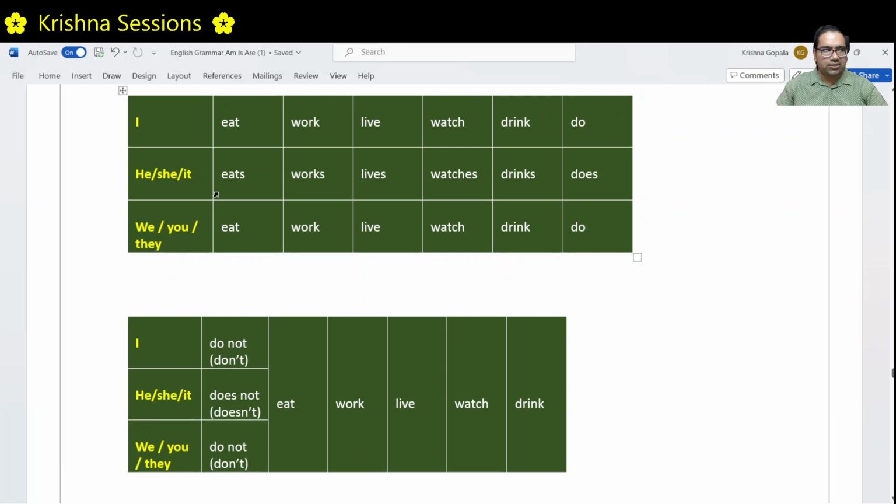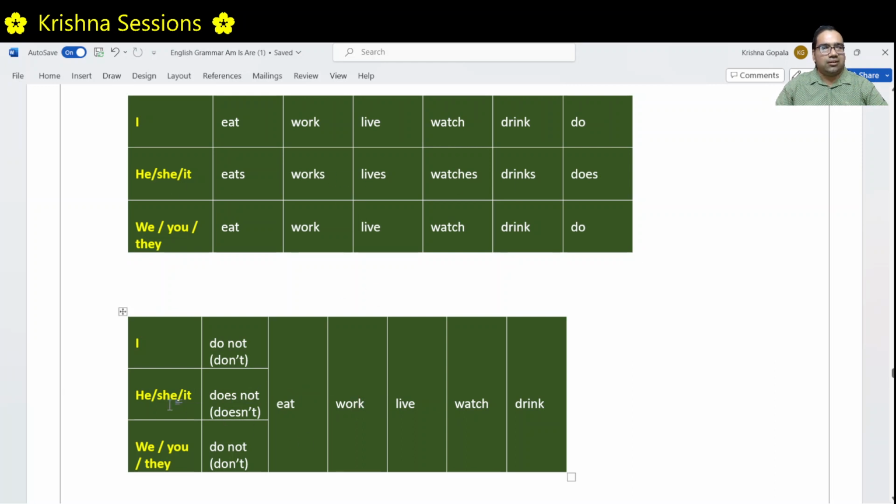It is not "eats". Please notice the difference. He does not eat fish. It is not "he does not eats fish", because this "does" has already taken that S. Do, does, do. Right? Whatever that verb form is, it is already taken by this "does". So we will not again say "eats". Right? He, she, it: he does not work in London. It is not "he does not works in London". Right? Please notice the difference.